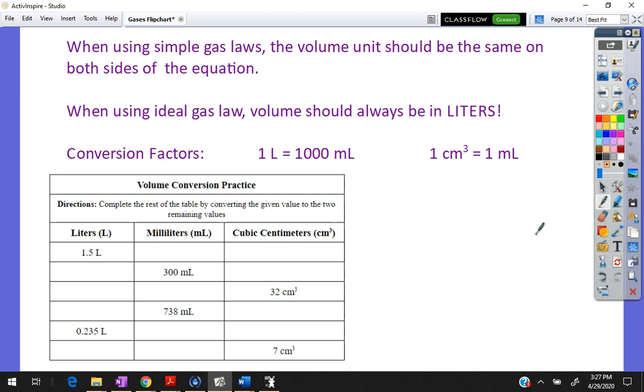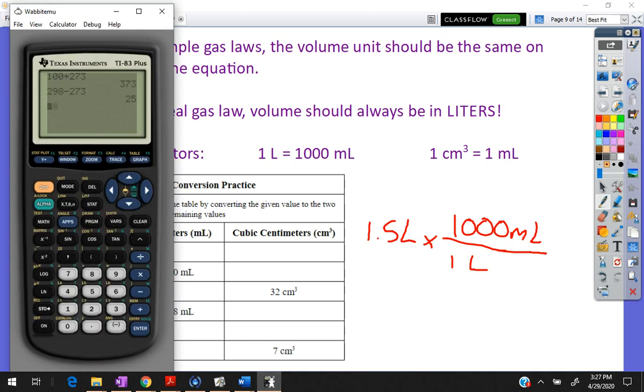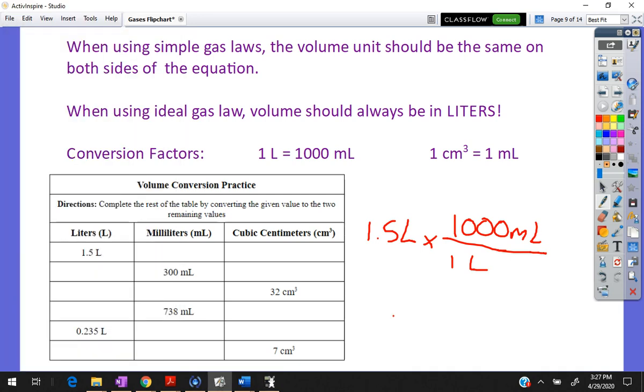For conversions, just like we did before, you can use dimensional analysis. So my first problem, I've got 1.5 liters. If I started with liters, then liters must be on the bottom, and I end up with milliliters on top. 1.5 times 1,000 is 1,500, and I end up with 1,500 mL. Now, since 1 milliliter is equal to 1 cubic centimeter, I also have 1,500 cubic centimeters.